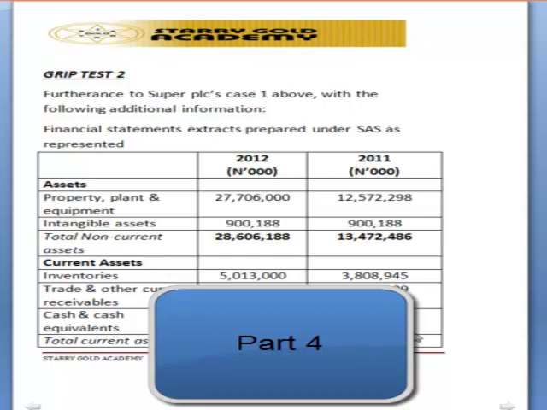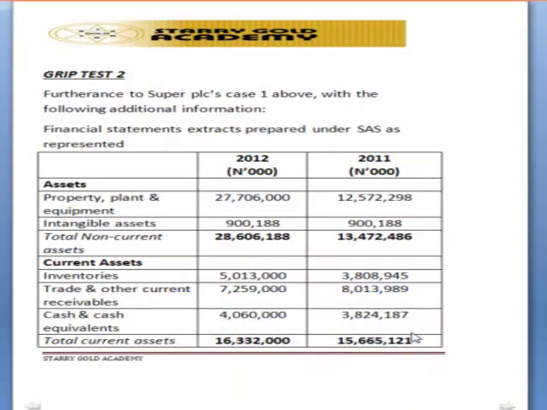Okay, we'll be looking at a demonstration of our understanding of how to prepare a reconciliation statement when you are switching to IFRS compliance in a particular financial period. So we'll be looking at a grip test 2 to demonstrate your ability to prepare a reconciliation statement. Don't forget, this reconciliation statement is a requirement of International Financial Reporting Standard 1 for first-time adopters.